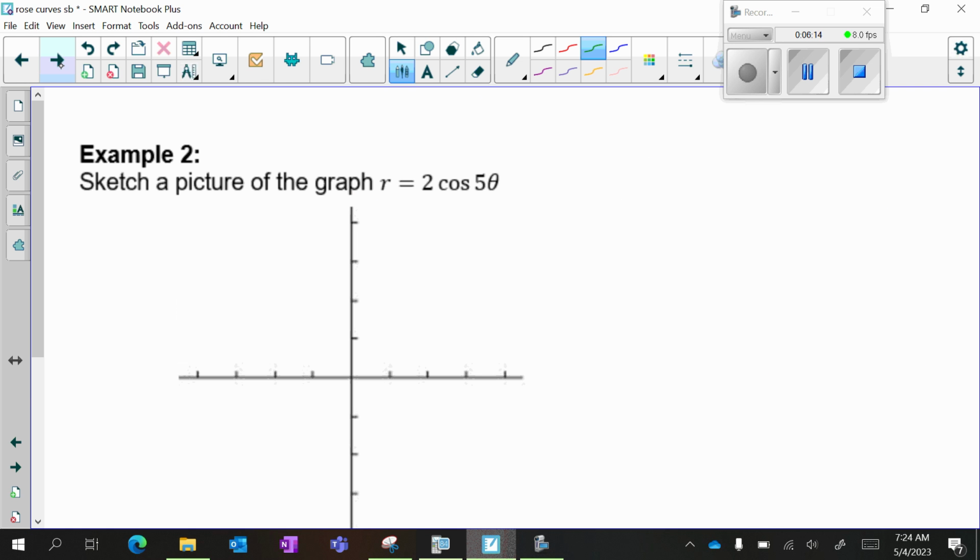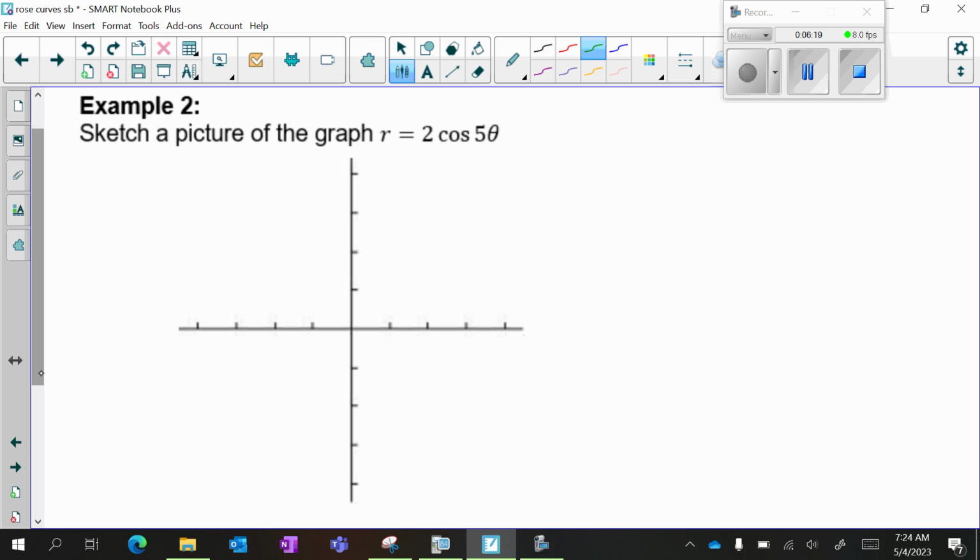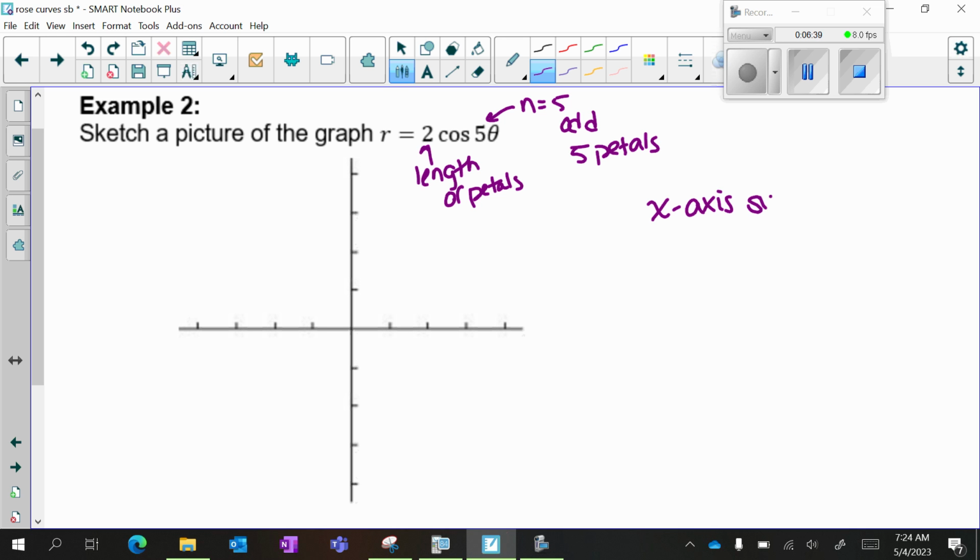Okay, let's go to example 2. So this is r equals 2 cosine 5 theta. So the length of my petals is going to be 2. I have a 5 here, which is odd. So it's going to have 5 petals. And this is a cosine curve, so it's going to have x-axis symmetry. So we need to figure out where that's going to be.